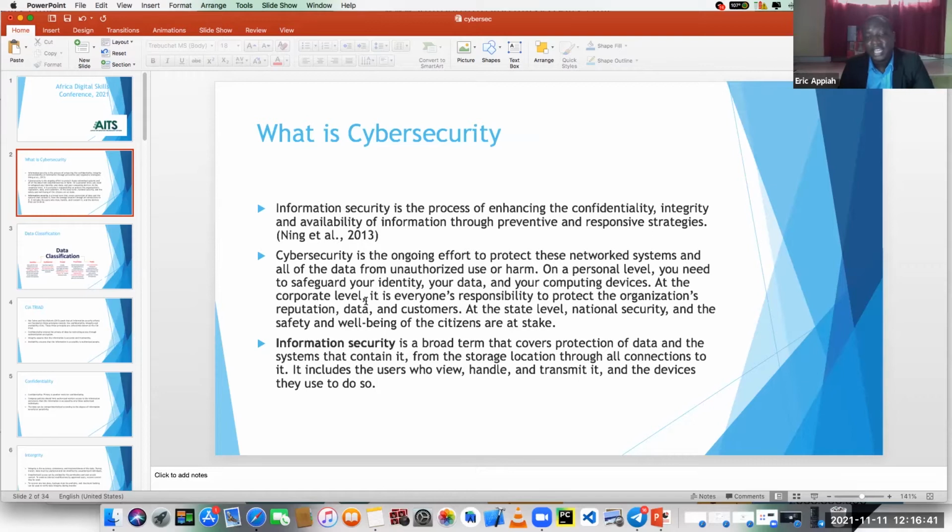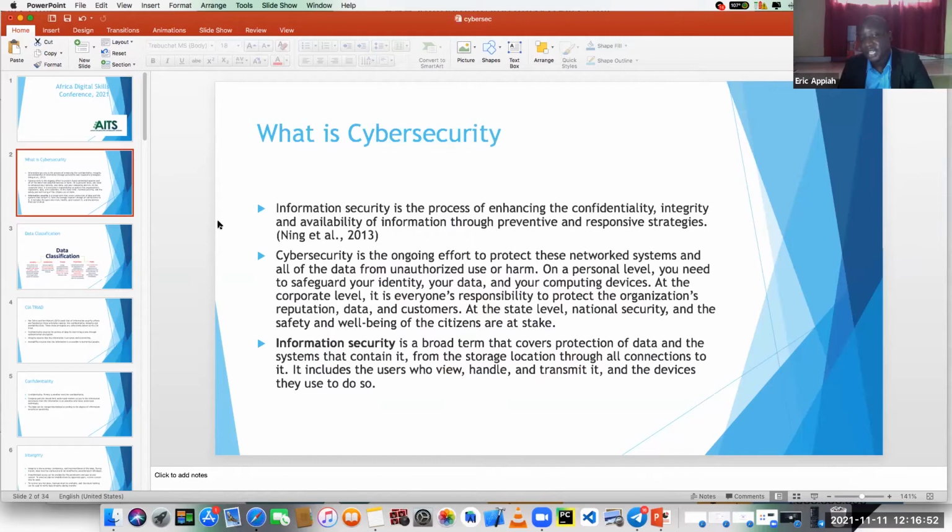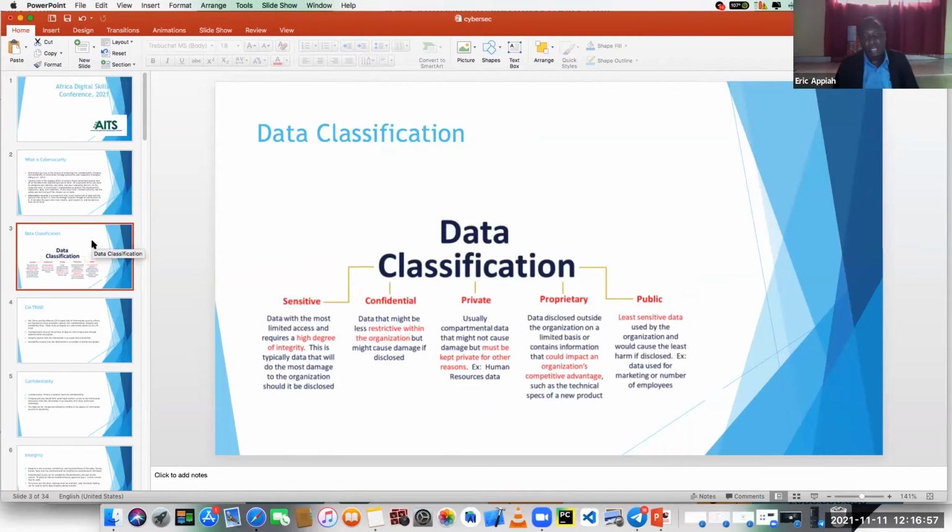Now, let's talk about data classification. So we are saying that cybersecurity is the protection of data from unauthorized use. Now, I want us to look at the classification of this data we are talking about. The data on our computers are classified into sensitive, confidential, private, proprietary, and public.